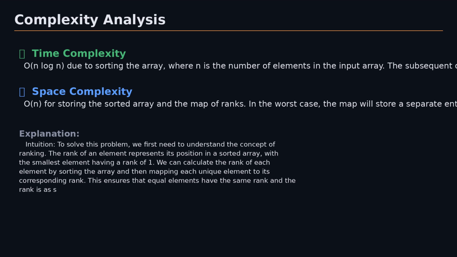The time complexity of this solution is O(n log n), due to the sorting operation, where n is the number of elements in the input array. The subsequent operations have a time complexity of O(n), but the overall time complexity remains dominated by the sorting operation. The space complexity is O(n) for storing the sorted array and the map of ranks. And that's it, we've successfully solved the rank transform of an array problem.